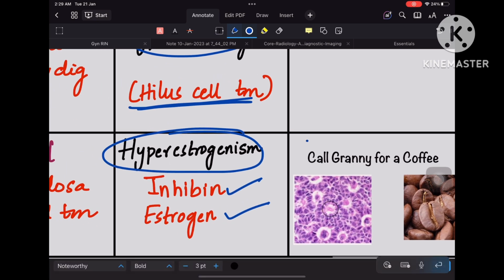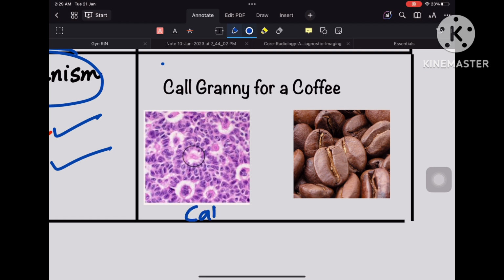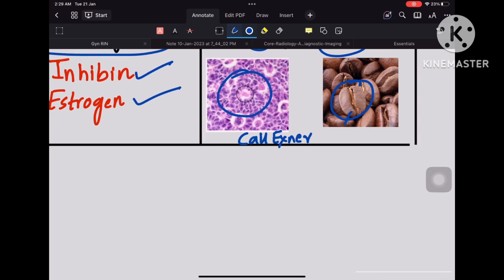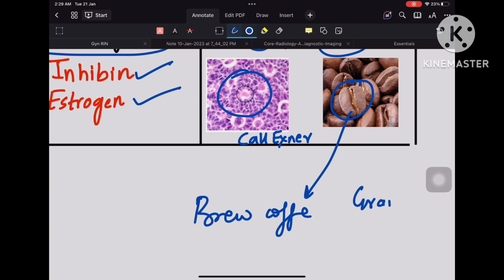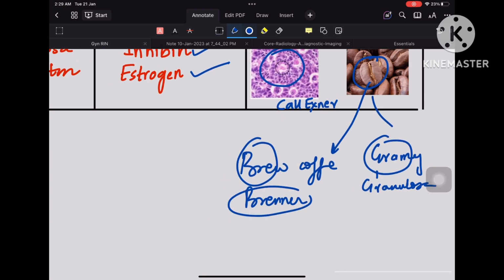The mnemonic here is call granny for a coffee. Here call is for Call-Exner bodies that are seen on histopathological examination. Granny indicates granulosa cell tumor. For a coffee, coffee here indicates coffee bean nucleus. So this coffee bean nucleus we have seen in two places, right? One is brewing the coffee and the other is call granny for a coffee. Brewing the coffee, BRE, is for Brenner's tumor, which is otherwise called transitional cell tumor. Granny is for the granulosa cell tumor.